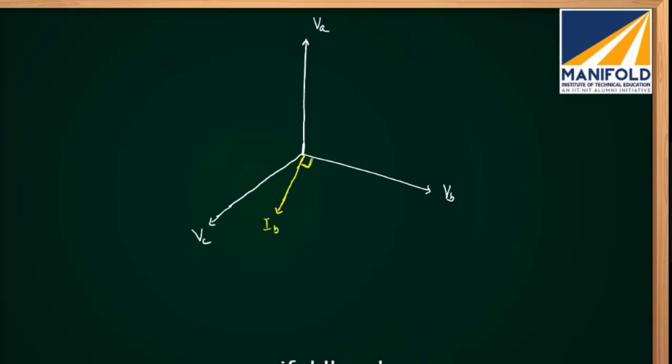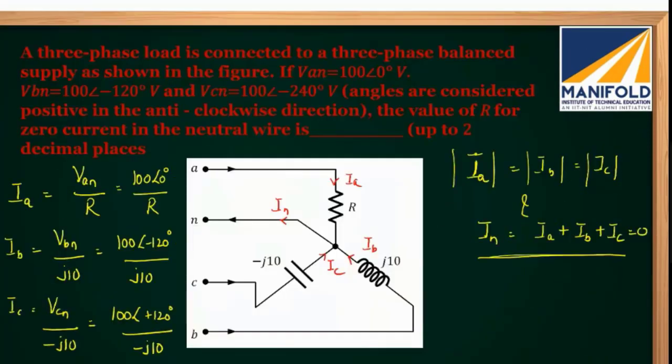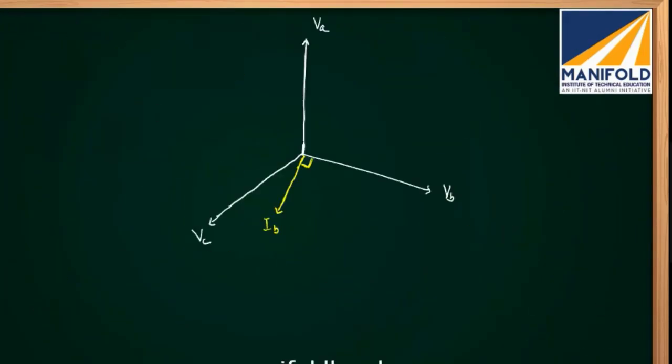Understand? Similarly, what have you connected in C phase? A capacitor. So when you connect a capacitor, the current through the capacitor leads the respective voltage by how much? 90 degrees. So your current IC will lead VC by 90 degrees. Magnitude wise, IB and IC are the same because their magnitude of impedance is 10 ohm only.